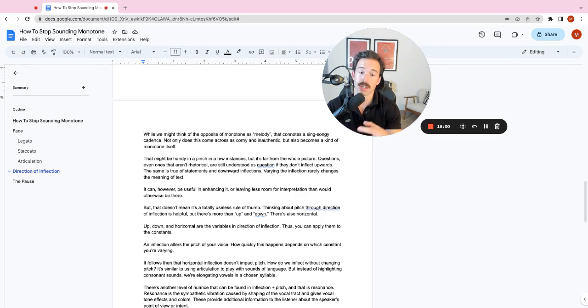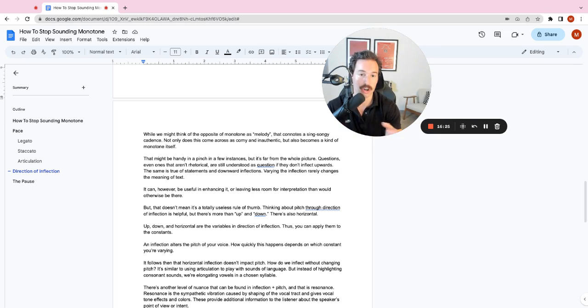It's similar to using articulation to play with sounds of language, but instead of highlighting consonant sounds like we did when bringing out the articulation, we're going to elongate vowels in a chosen syllable. I'll use that sentence as an example. But instead of highlighting consonant sounds, we're elongating vowels in a chosen syllable.